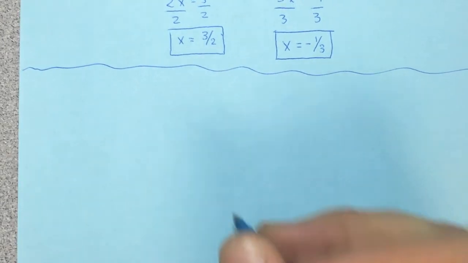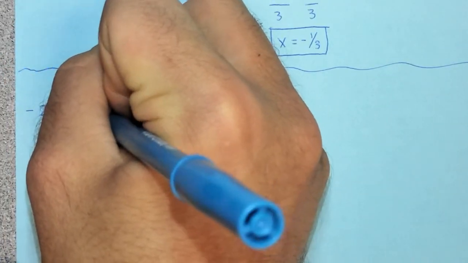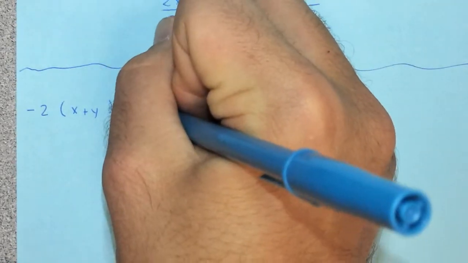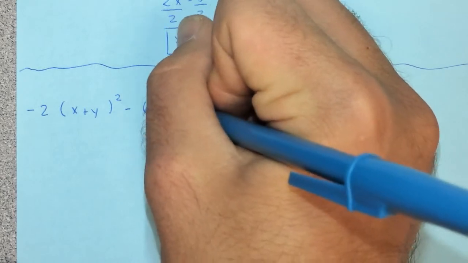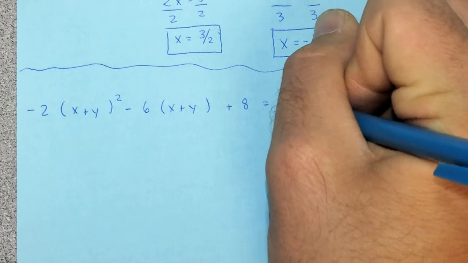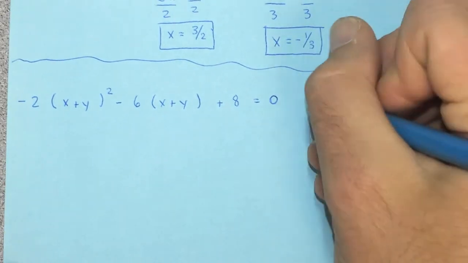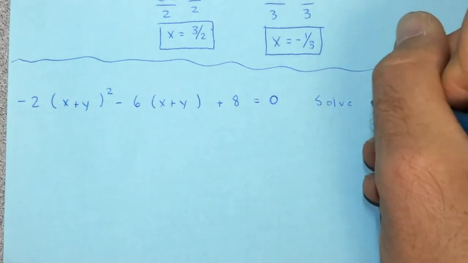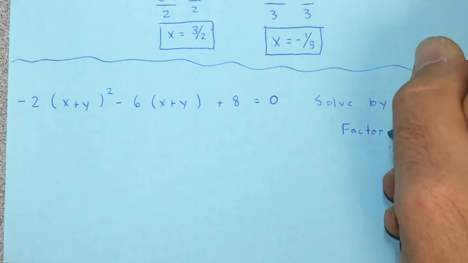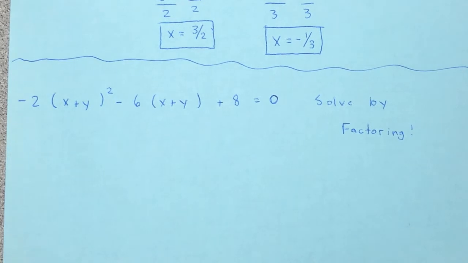What if I gave you something like this? Negative 2 times (x plus y) squared minus 6 times (x plus y) plus 8 is equal to 0. And I say I want you to solve by factoring. Oh boy. Yikes. That looks honestly disgusting.